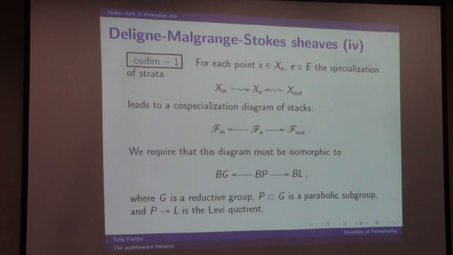On the arcs, on the one-dimensional strata, if you take an arc X_E and a point in that arc, then the arc separates the inner stratum and the outer stratum. The specialization of strata, the fact that the arc is in the closure of X inner and the closure of X outer, gives you cospecialization of stacks. So it has to send whatever we put on the edge to whatever we've put on the inner stratum and whatever we've put on the outer stratum. Remember, on the inner stratum I have put BG, for some reductive group G, and on the outer stratum, also B of some reductive group L. So the condition on the sheaf is that on the edge, I have to put BP, where P is a parabolic in G, and L is the Levi of that parabolic.